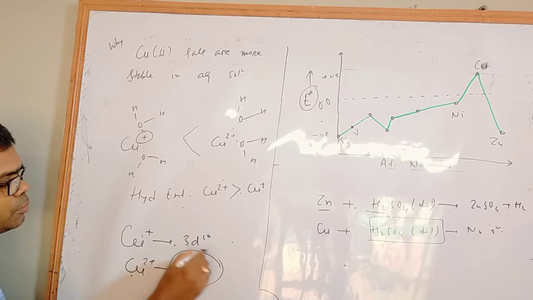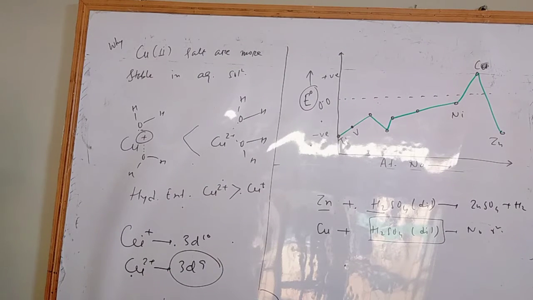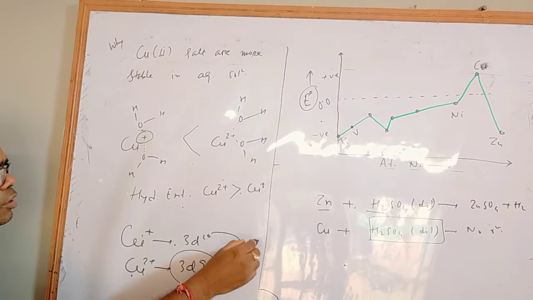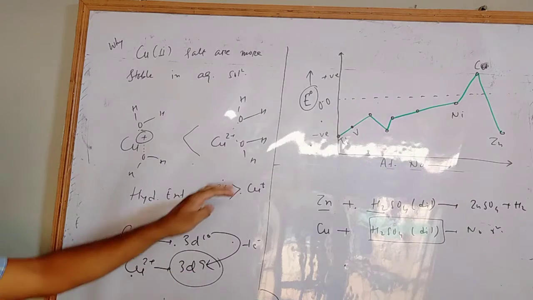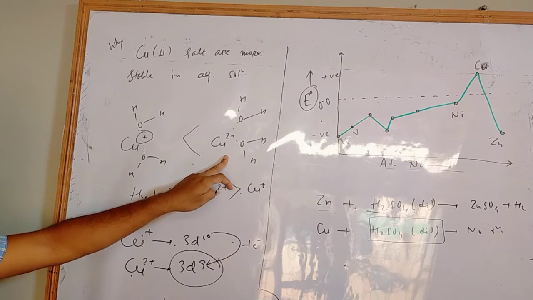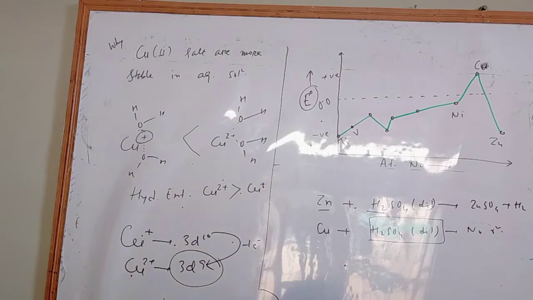But it is stable in water. Why stable in water? To take out one electron from 3d10, if I take one electron, then it will form d9. So it requires a large amount of energy. But the hydration enthalpy in this case is higher, which overcomes the large amount of energy required for ionization.